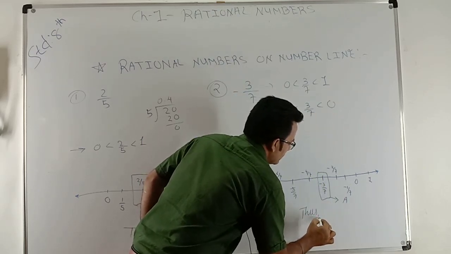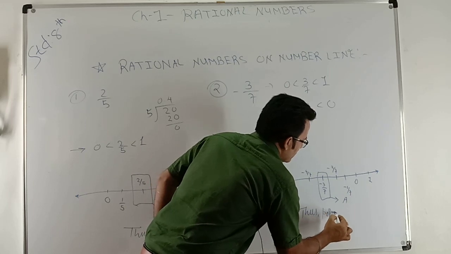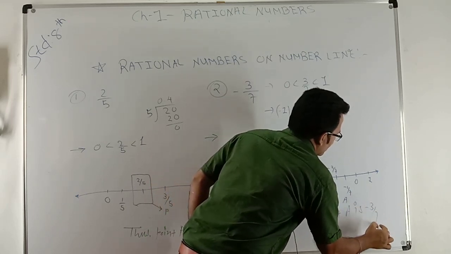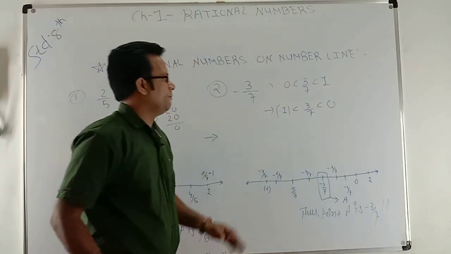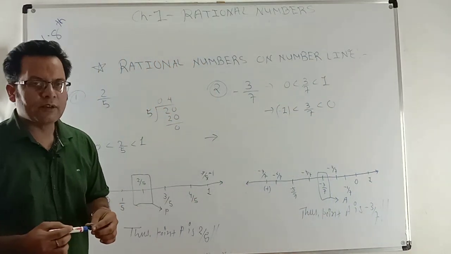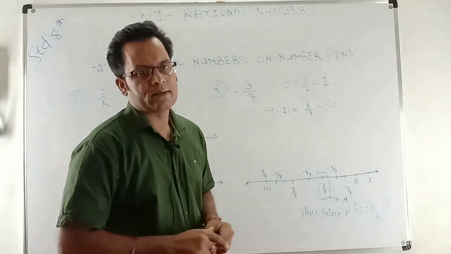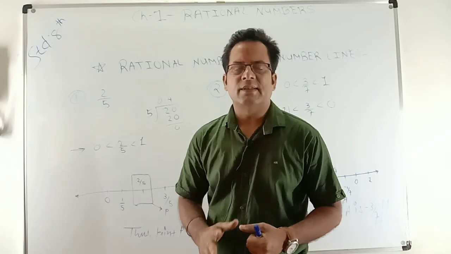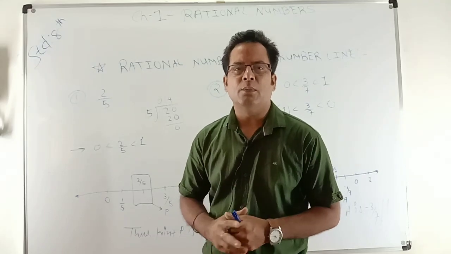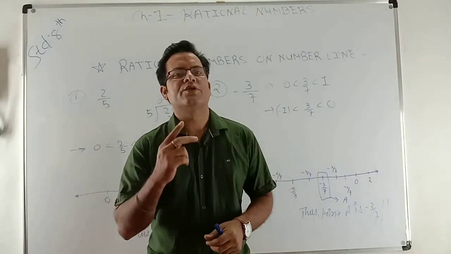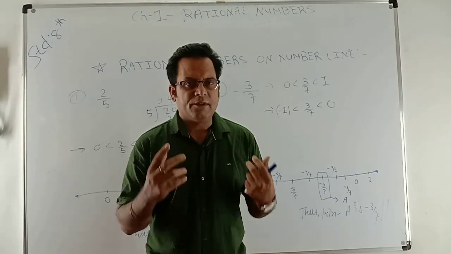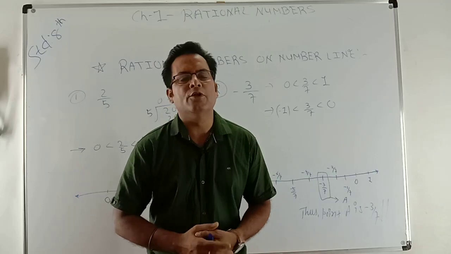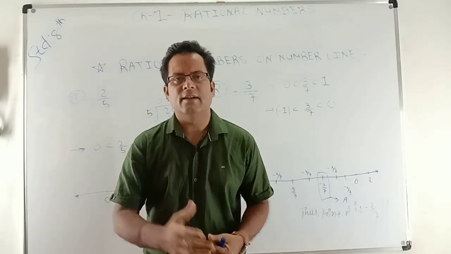Thus, point A is minus 3 upon 7. So this way you can present rational numbers on the number line. The most important thing here is that the given number is lying between which two numbers. If the number is positive, you have to go to the right side, and if the number is negative, you have to move to the left side. Just take a note.